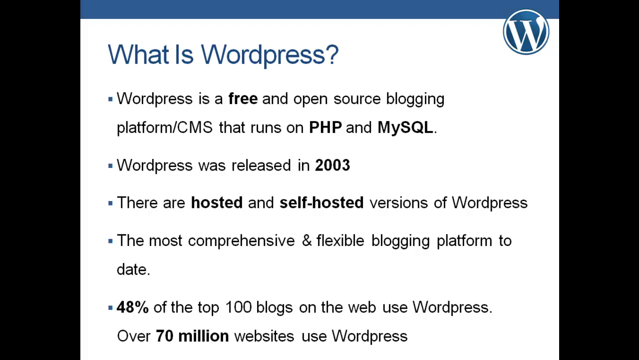WordPress is the most comprehensive and flexible blogging platform to date. It's used in 48% of the top 100 blogs in the world, and there's over 70 million websites that use WordPress. These may or may not be blogging sites. They may just use the CMS, but there's 70 million WordPress sites out there, which is pretty impressive.